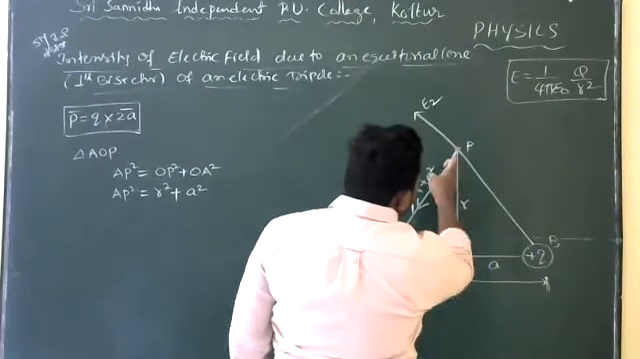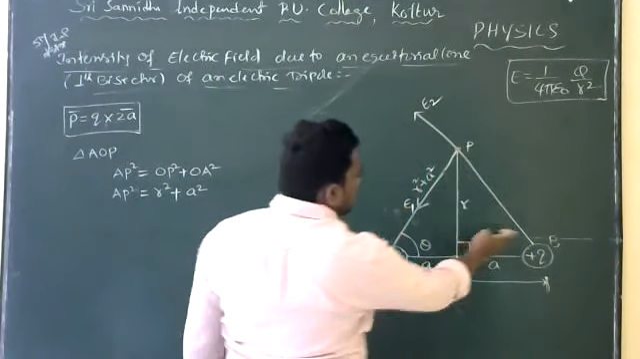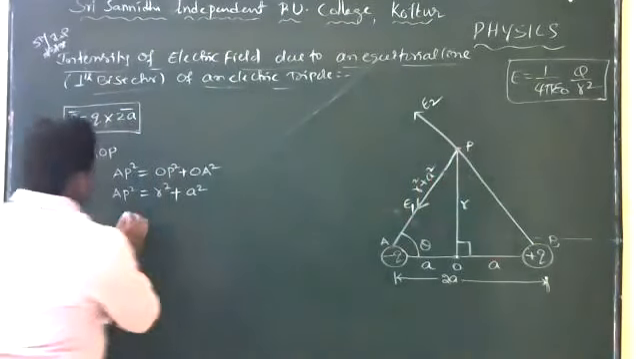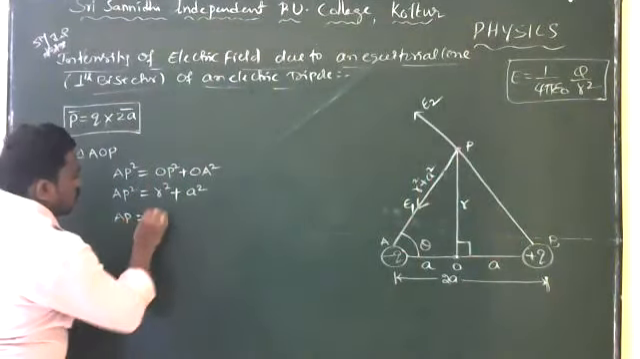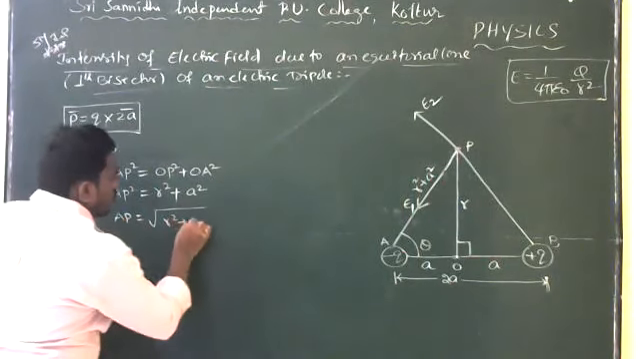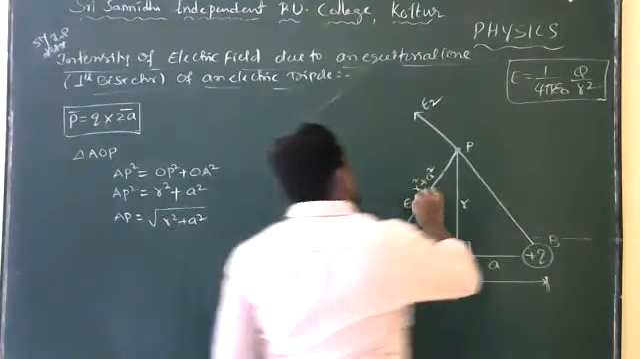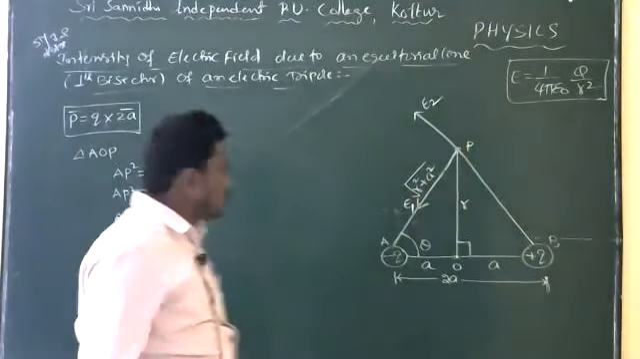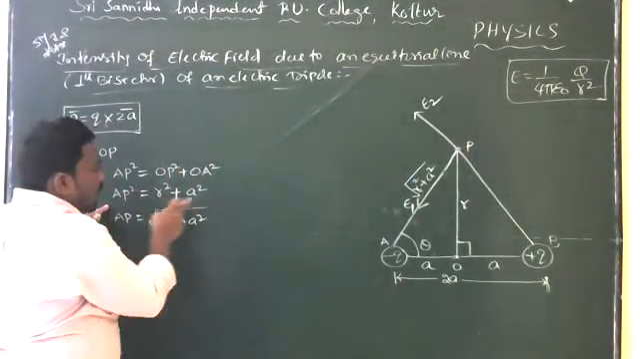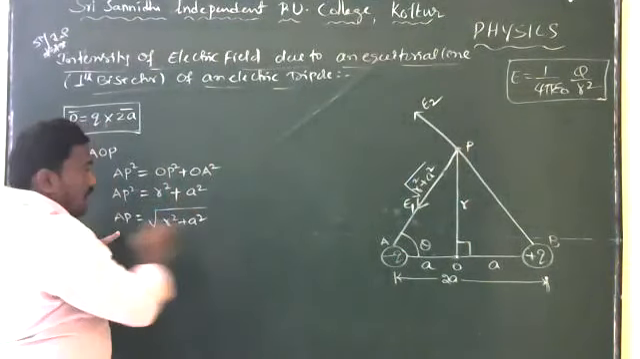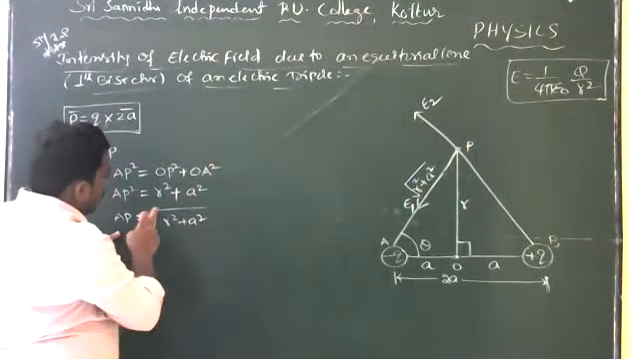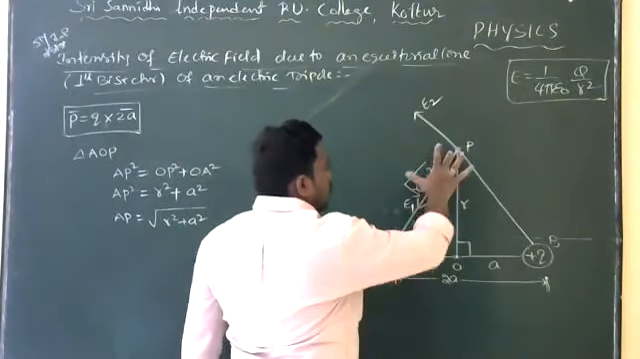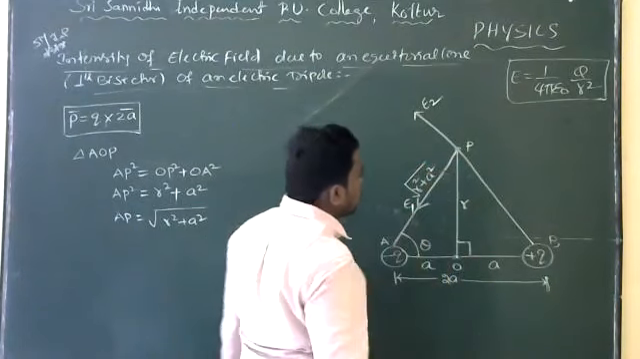Next, calculate the BP value. The AP value is there. Using AP is equal to the square root of R square plus A square, AP square is R square plus A square. So AP is equal to the square root of R square plus A square. So the distance between A and P is the square root of R square plus A square.